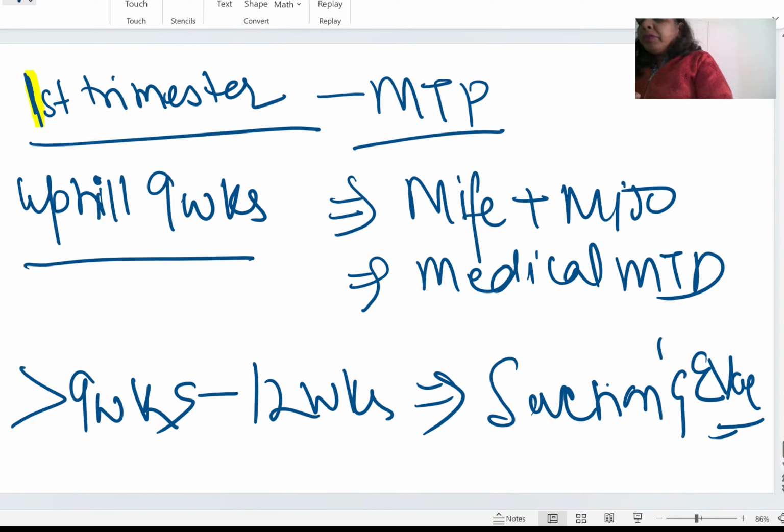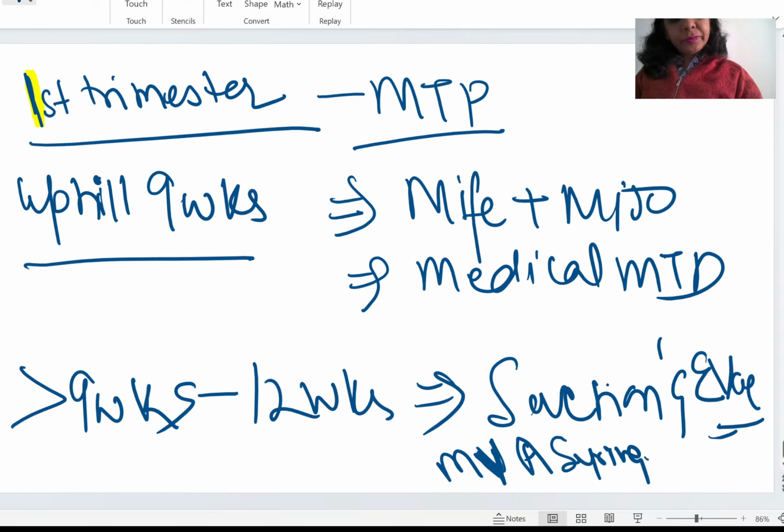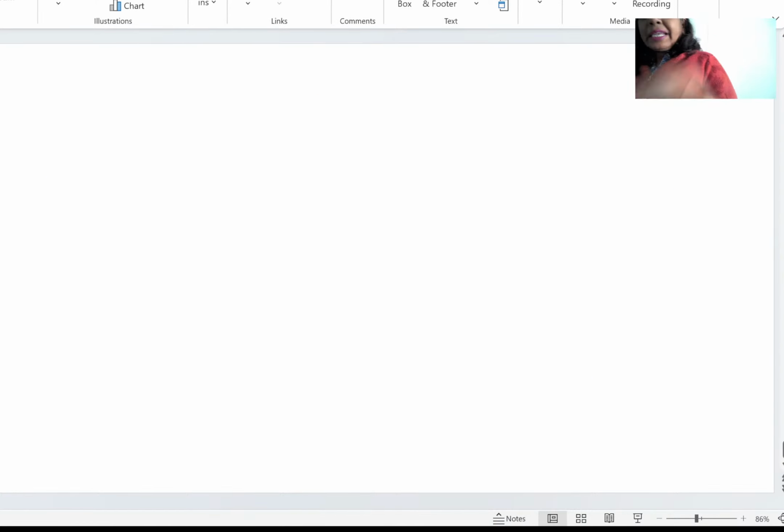And with which device do we do suction and evacuation? What is the preferred device? Can anybody tell me? MVA syringe, manual vacuum aspiration syringe. D and C we only do for retained products of conception. And what are the methods we use for second trimester?